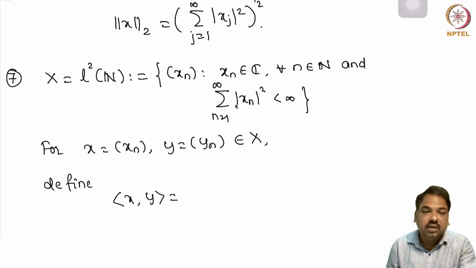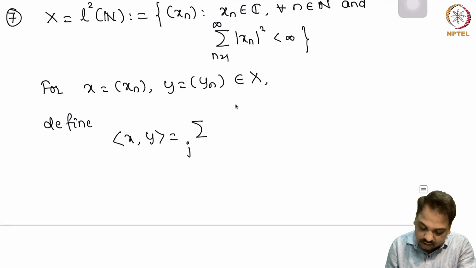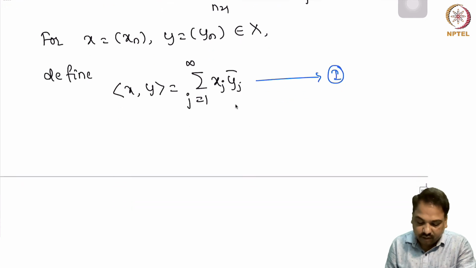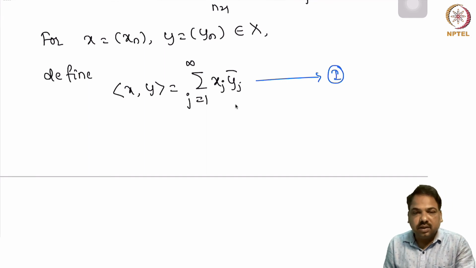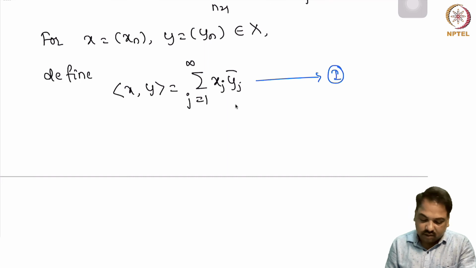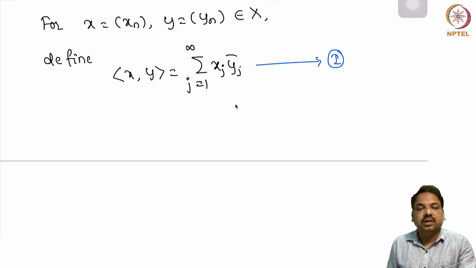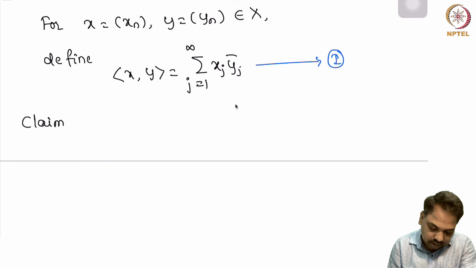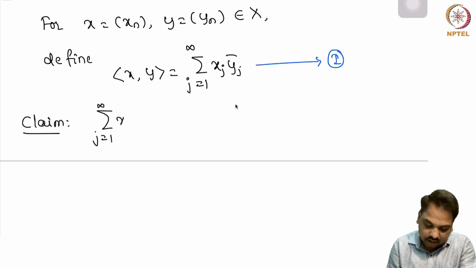a two variable function like this, the inner product of x with y equal to summation j equal to 1 to infinity xj yj bar. So let us call this equation 1. First of all we have to show that the series is convergent, then only we can define the inner product. The inner product of x with y makes sense. So the claim is that summation j equal to 1 to infinity xj yj bar is convergent.